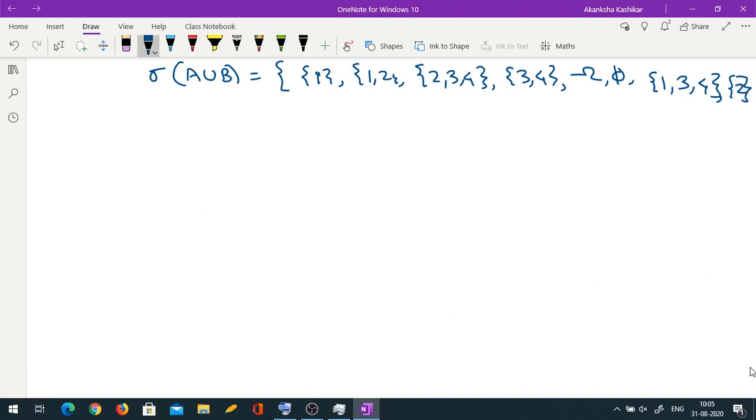Now the union of singleton {2} with {1} is no problem. Union of {2} with {1, 2}, no issue. Union of {2} with {2, 3, 4} also no issue. So I think we have covered everything. So this is sigma(A union B). Now this is a minimal sigma field containing A union B, but it is not a minimal sigma field for A or B. So think about this. Try some examples for minimal sigma fields. Next lecture we'll start with the Borel sigma field. We'll stop here. Thank you.